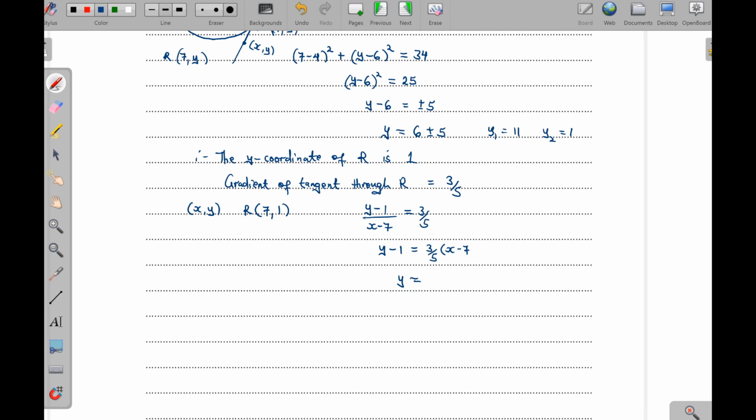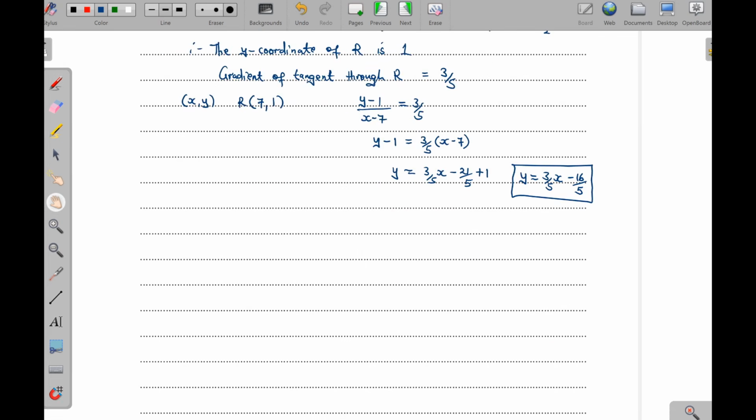So y then will be 3 over 5 of x minus 21 over 5, and then when the 1 crosses, it becomes a plus. So that means we shall have y equal to 3 over 5 of x, and this will be a 5. So minus 21 plus 5, you'll get minus 16 over 5. This is the equation of the tangent through r. You see that? Then after that, we solve these two simultaneously.